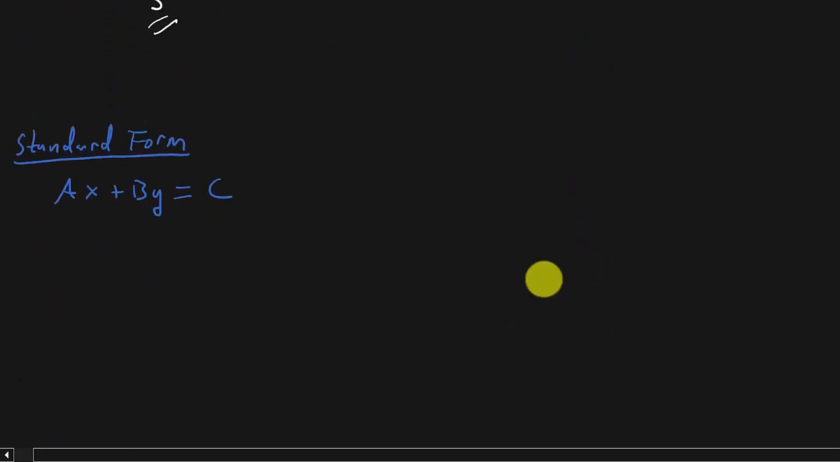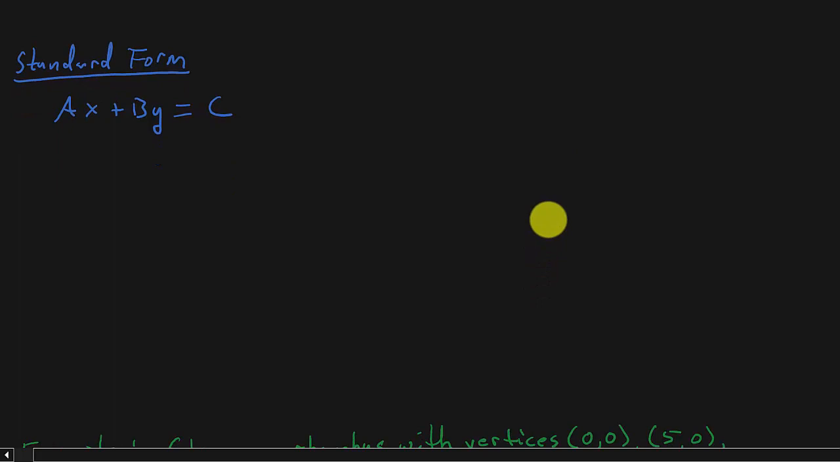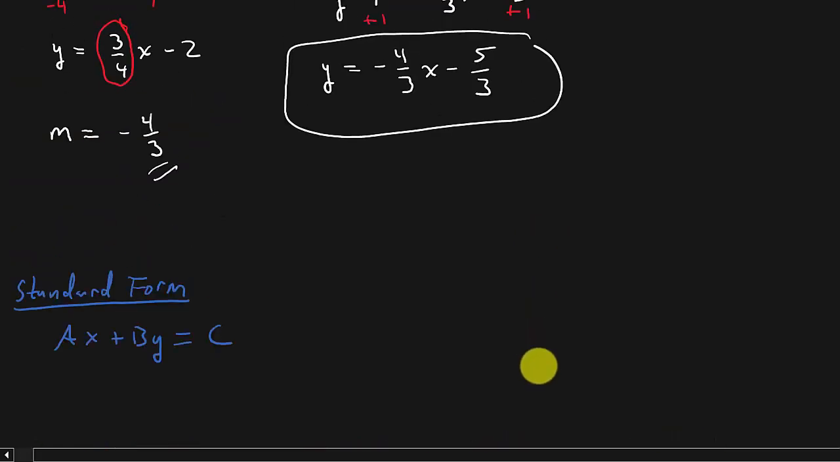Okay, so now let's talk about standard form. There might be some times where you use standard form, but the majority of the time, whenever you're writing the equation of your line, more than likely you're going to be putting it in slope-intercept form. You're going to be solving whatever equation you have for y, just like we've been doing in all these problems here.